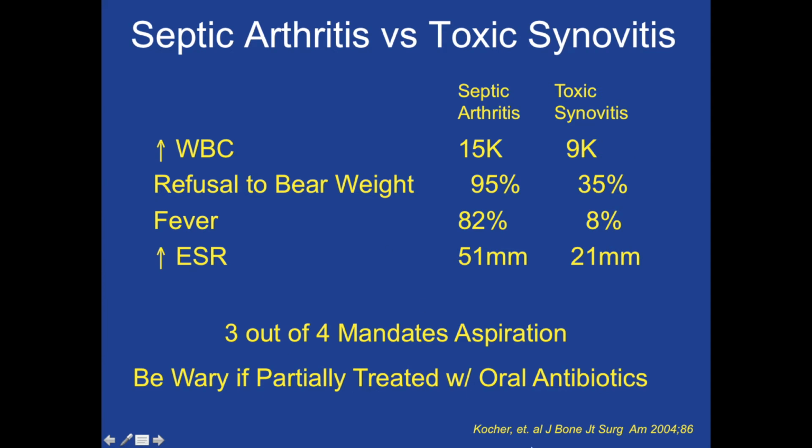And so this study done by Kocher in 2004 found that these parameters were more likely in a septic hip. And so that gave them a diagnostic tool: if the white count was over 12,000, if they had a fever, and they defined fever as 37.5, realizing that 38 is actually 100.4, so this was really right at 100, and a slightly elevated sed rate, that mandated that they would aspirate the hip. And always be wary of the partially treated patient with oral antibiotics. So this may be a helpful little tool for you.